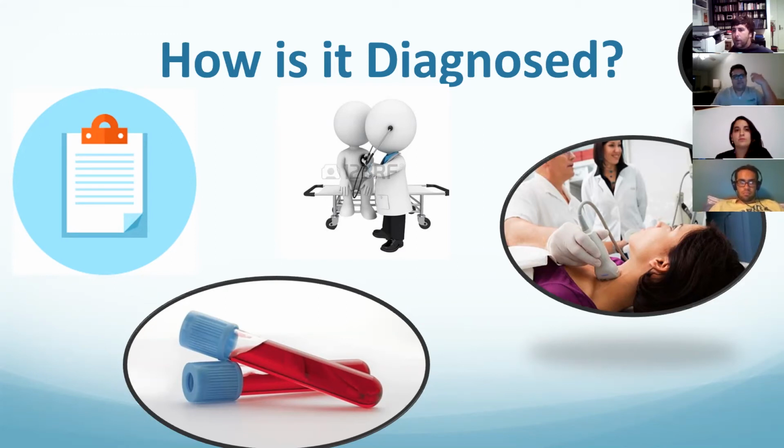So it is basically blood tests and ultrasounds that are the most commonly used. And of course, here you use your TSH and the T4. That's basically what your doctor will order.